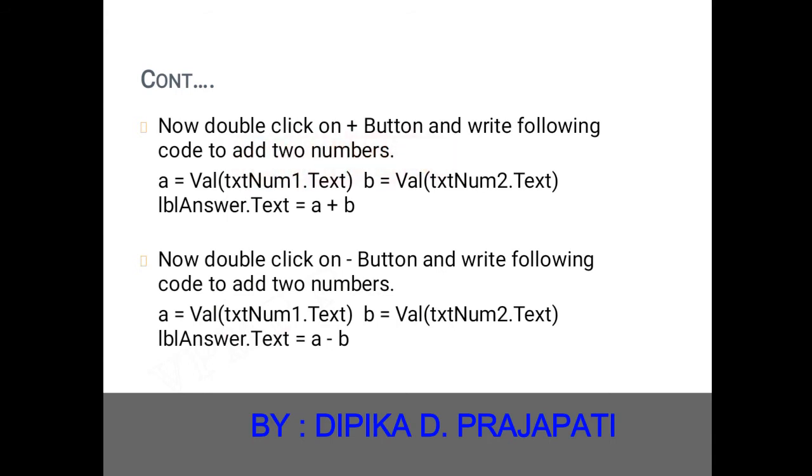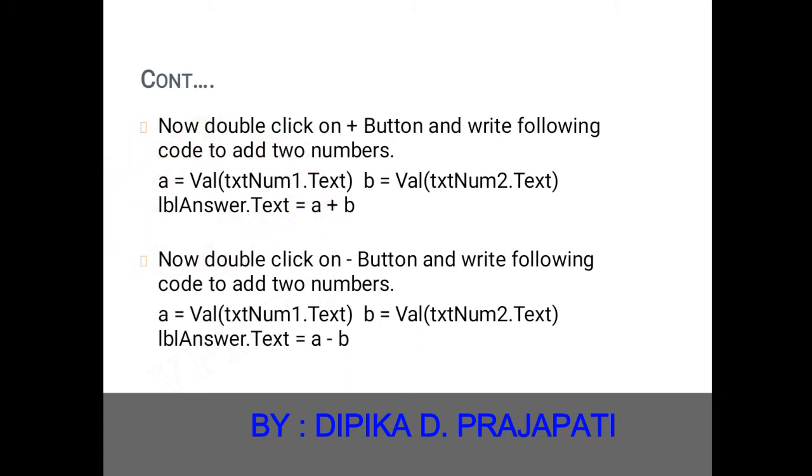So here a is equal to val, meaning TextBox1.Text, and b is equal to val TextBox2.Text, and these values a and b are stored in the label answer. So we can write lblAnswer.Text is equal to a plus b. It means the text box 1 value and text box 2 value are added, which is the sum, and then stored in lblAnswer.Text.